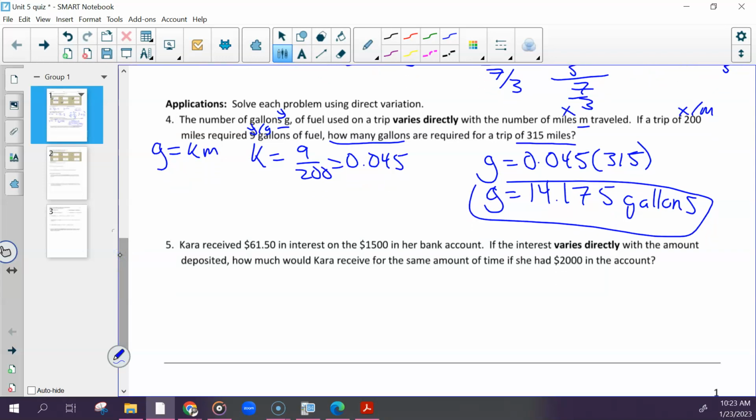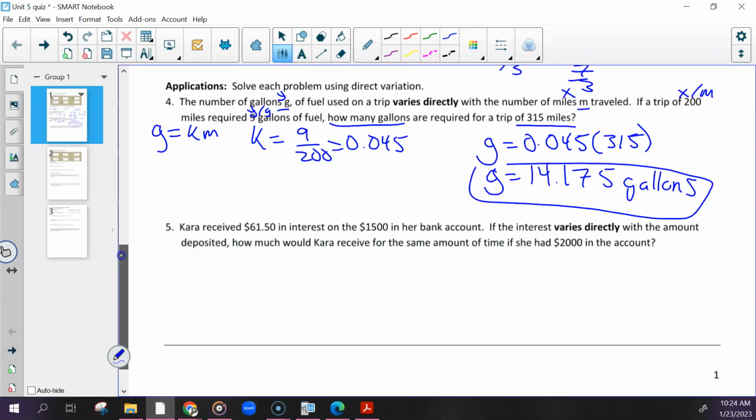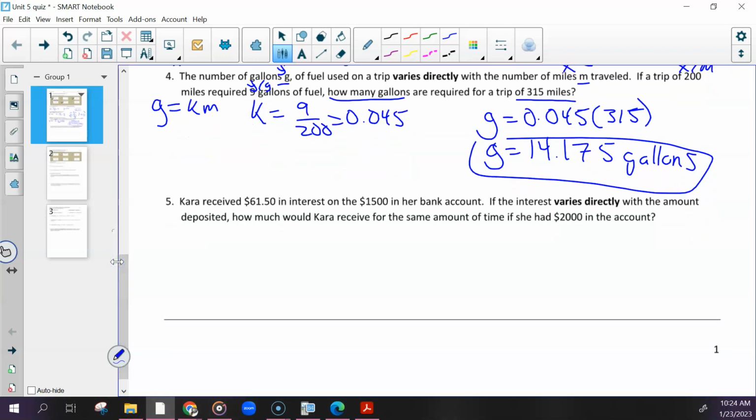So then the 5 points were similar. Set up your original equation. Get your k value. I'm sorry, this was 4. Solve for g, and then your final answer. Questions on that one? If you did not get some of these, you should be writing them down so you don't make the same mistakes next time.